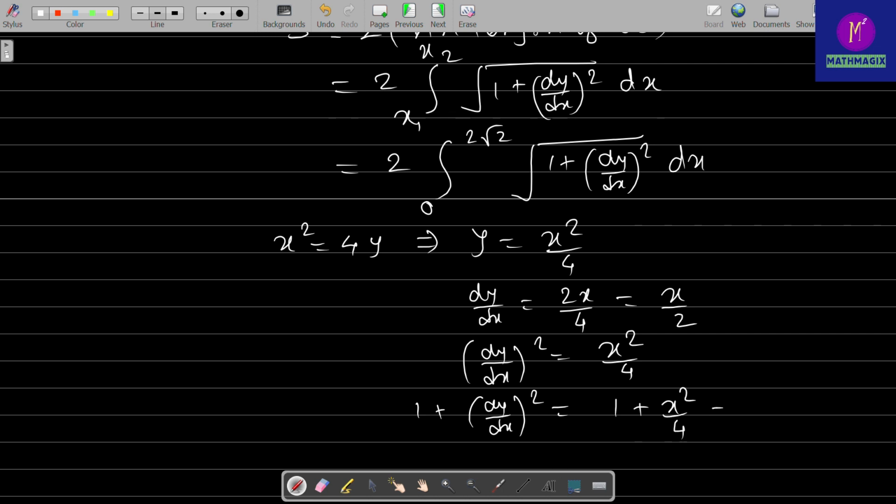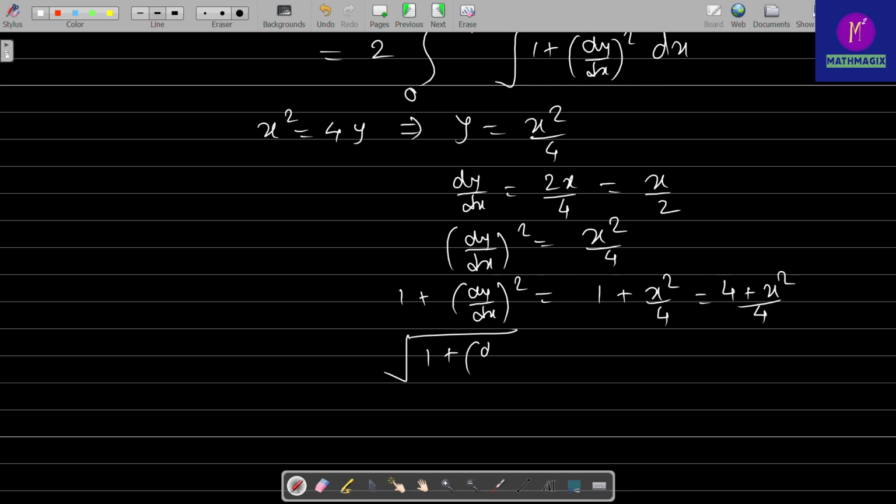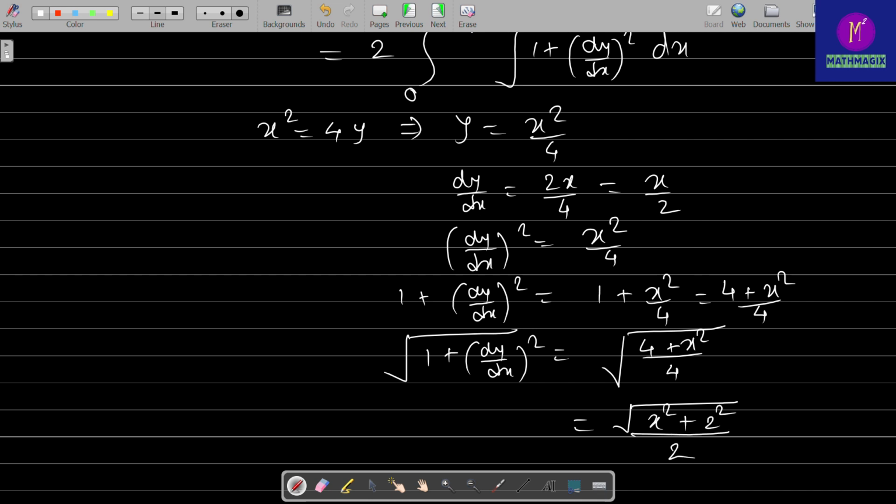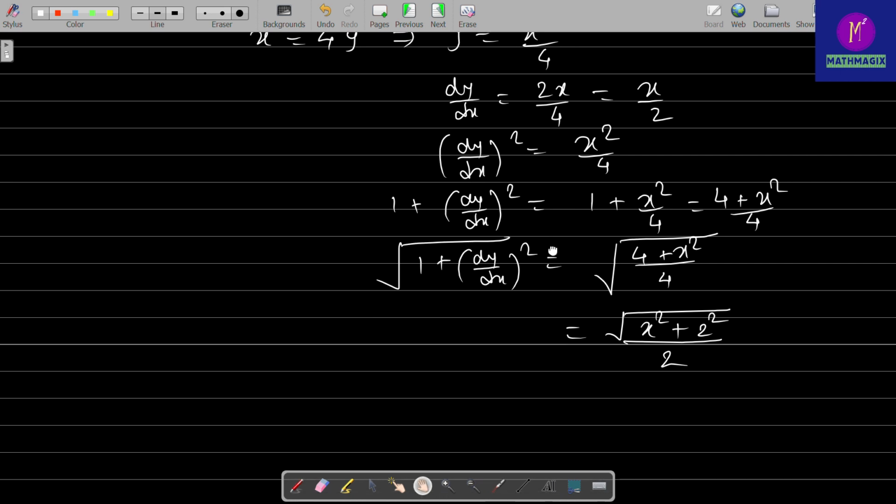So 1 plus (dy/dx) the whole square is 1 plus x square by 4. Let us cross multiply this. We will get 4 plus x square divided by 4. So square root of 1 plus (dy/dx) the whole square is square root of 4 plus x square divided by 4, which we can write in this way also. It is square root of x square plus 2 square divided by square root of 4, which is 2. Purposely I am writing in this way.